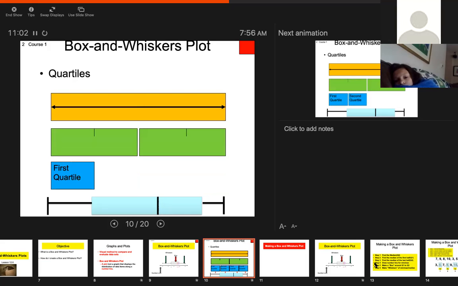All right. On your box and whisker plot, I said that the box and whisker plot breaks things into 4 equal parts. Now I'm going to show you where the 4 equal parts are. You see the whisker right here? From the whisker to the start of the box is your first quartile. There is your first quartile.